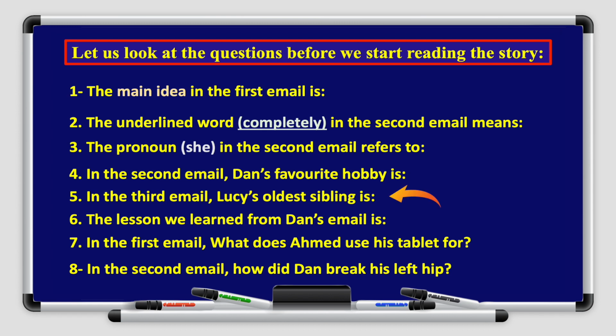Number 5, the third email. Now we're going to talk about the third email. Lucy's oldest sibling is, who is it? Number 6, the lesson we learned from Dan's email is what? What did you learn from Dan's email? Number 7, in the first email, what does Ahmed use his tablet for? And lastly, in the second email, how did Dan break his left hip? So keep them in mind while reading.